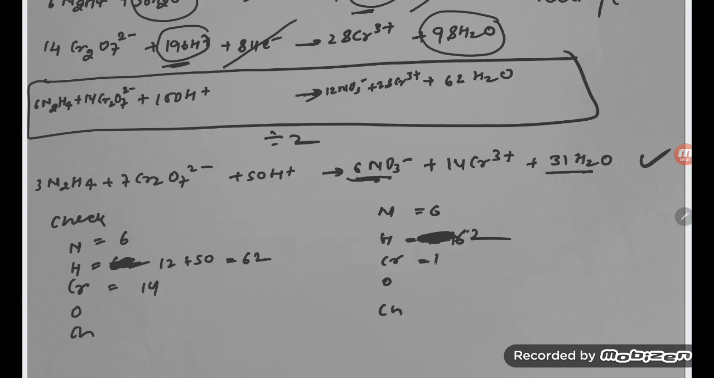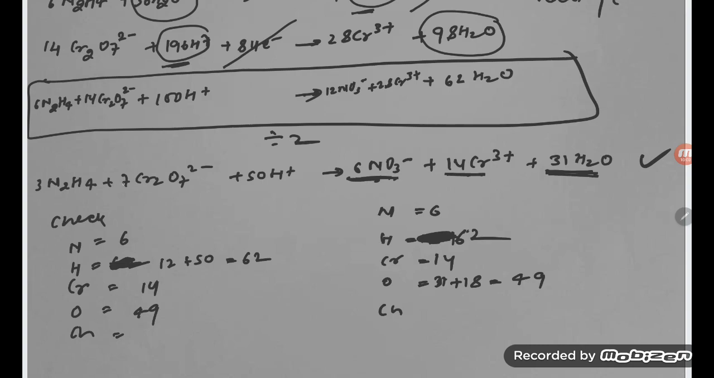Chromium 14. This is also chromium, you can say 14. Oxygen, you see, student, how many are there? 49. This is 49. This side oxygen is 31 and 6 times 3 is 18. 31 plus 18, it is going to be again 49.